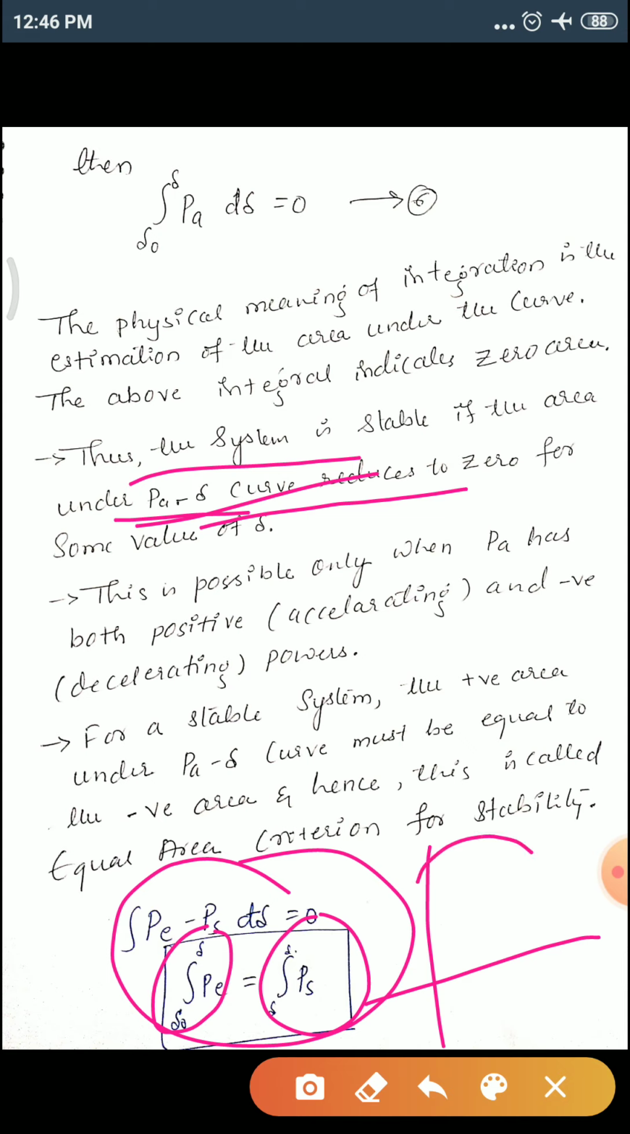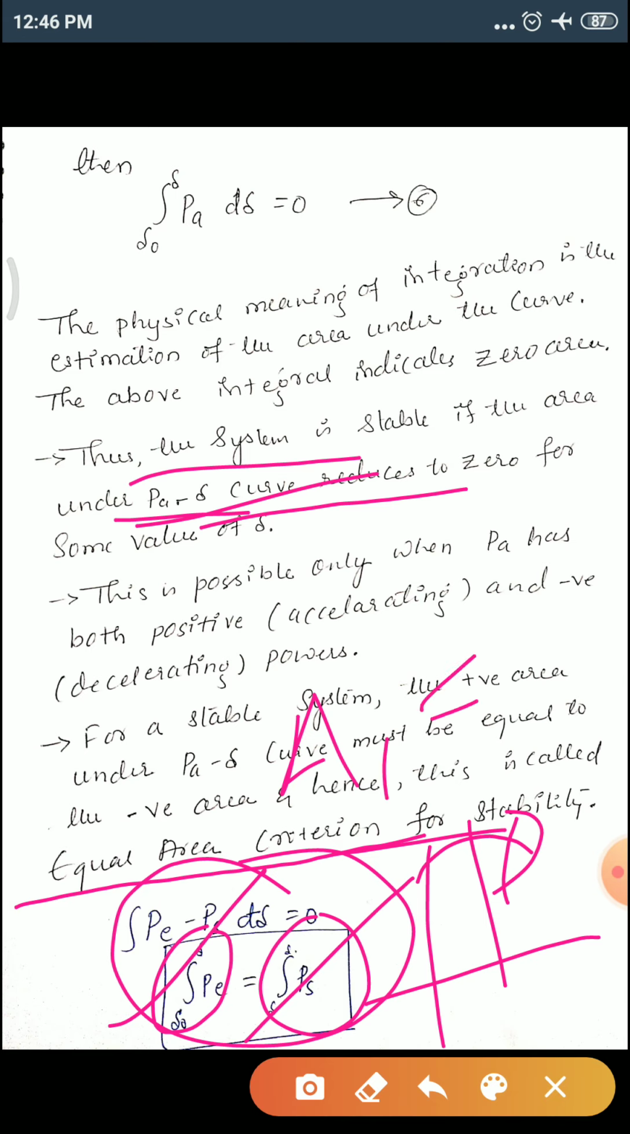By using a power angle curve we can identify where exactly the area of your electrical power as well as your mechanical power is identified. Based on those two, if the area of electrical power and the area of mechanical power are equal, then we can say that it is the equal area criteria. If those two are equal, then we can say the system is stable, based on this equal area criteria, that is A1 is equal to A2.